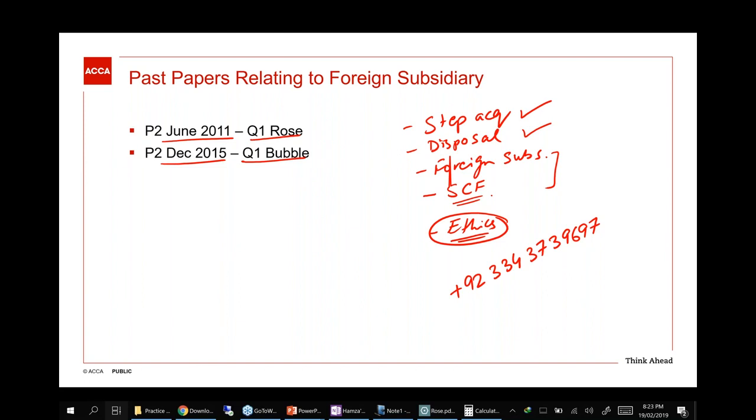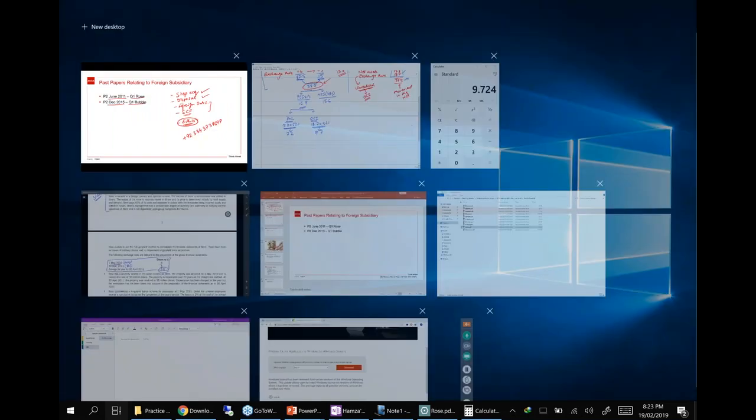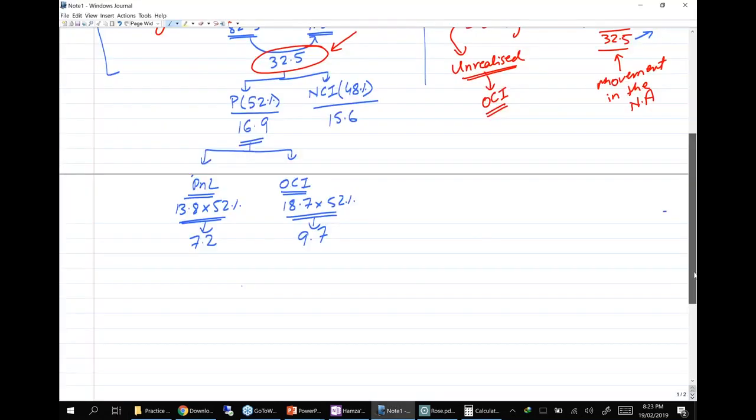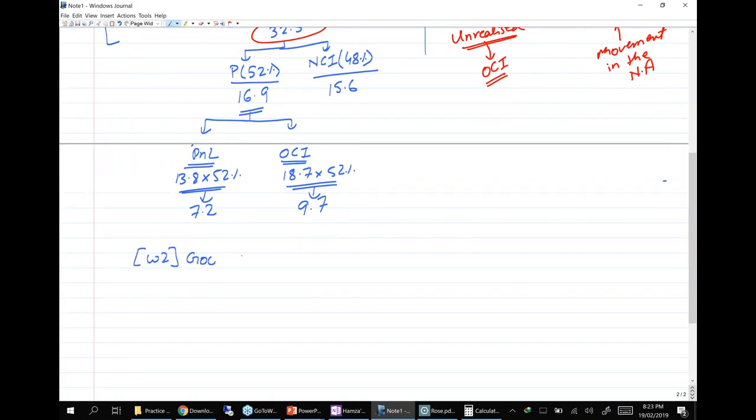So let's get back to the question. What we have done is we have calculated working number 1, net assets, so far. Now let's calculate working number 2, which is basically the goodwill. In goodwill, we are going to take the cost of acquisition, add the fair value of non-controlling interest, and deduct the fair value of net assets. Again, we are going to calculate the goodwill in the foreign currency as well.